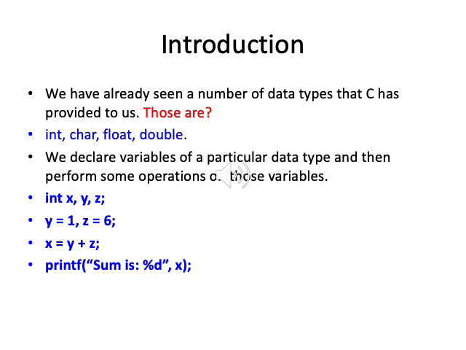So given below is a small program snippet in which we have declared three integers x, y, and z. And in the next line of code, we are assigning values of 1 and 6 to y and z. And in the next line, we're adding y and z and assigning that value to x. And finally, we print the value of x. So again, to summarize, we have basic data types, and we declare variables of those data types. We assign values to them, we use them in expressions, and we can also print them out.